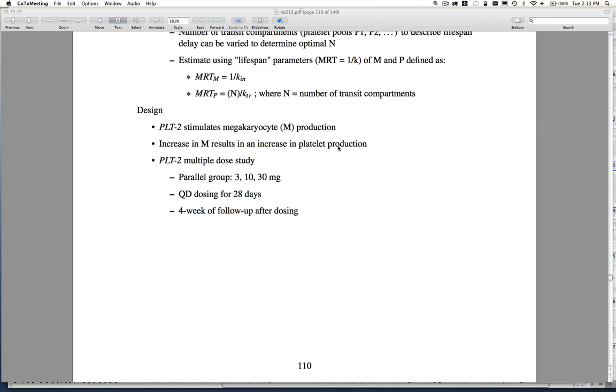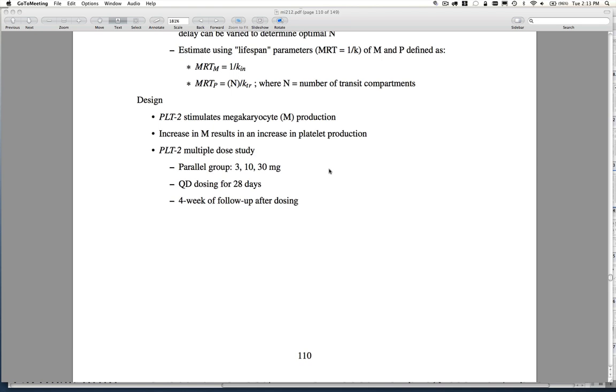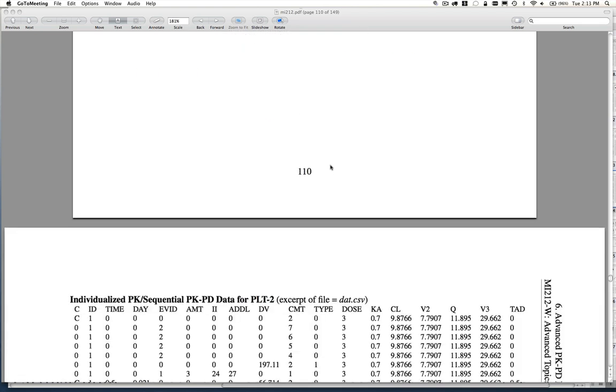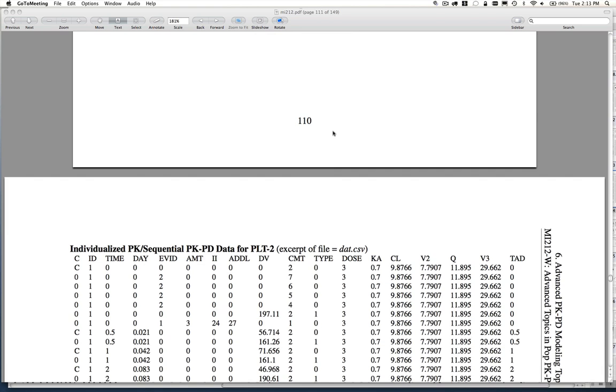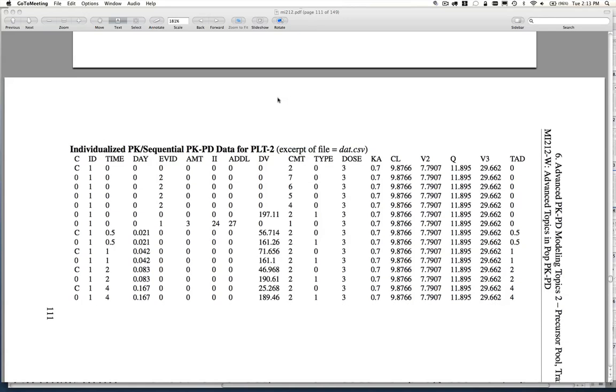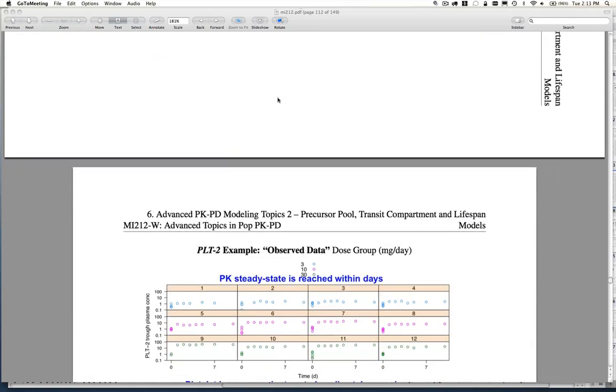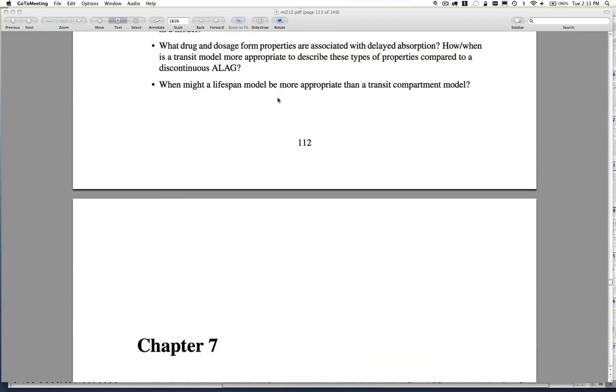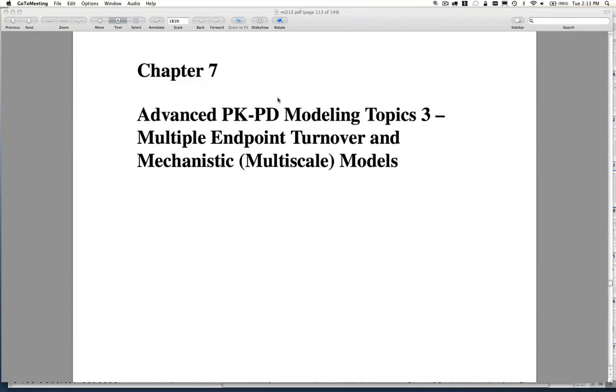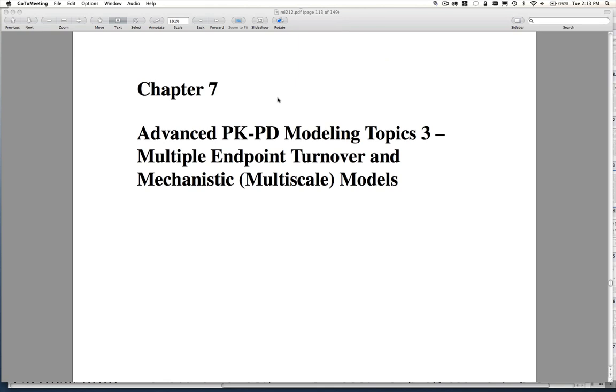Okay, and just answering a quick question here, I would recommend using a transit compartment model instead of the lifespan model, if possible. If you run into a situation where your data clearly show that there's a flat response until a certain future period of time, that's when you may want to go down the avenue of a delayed differential.